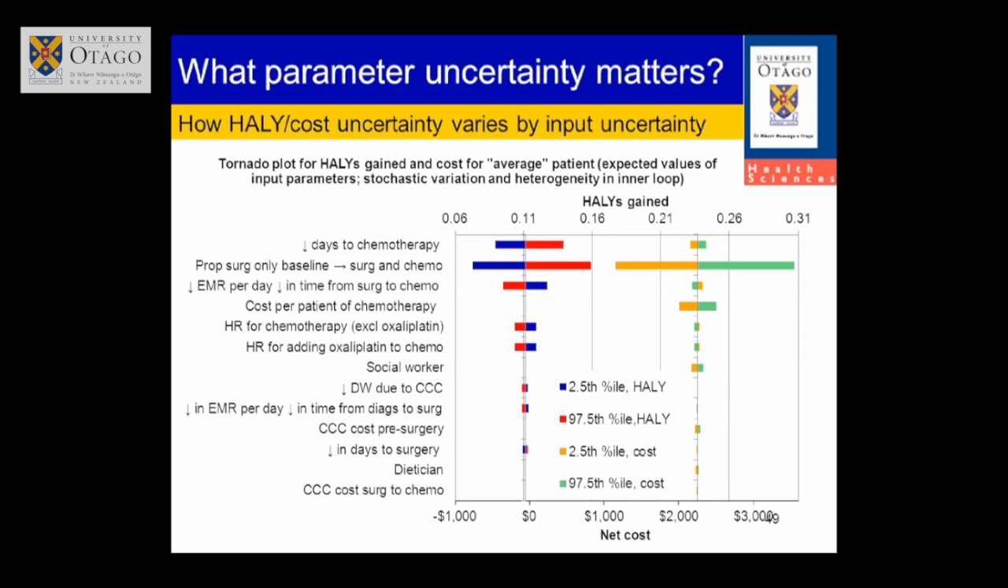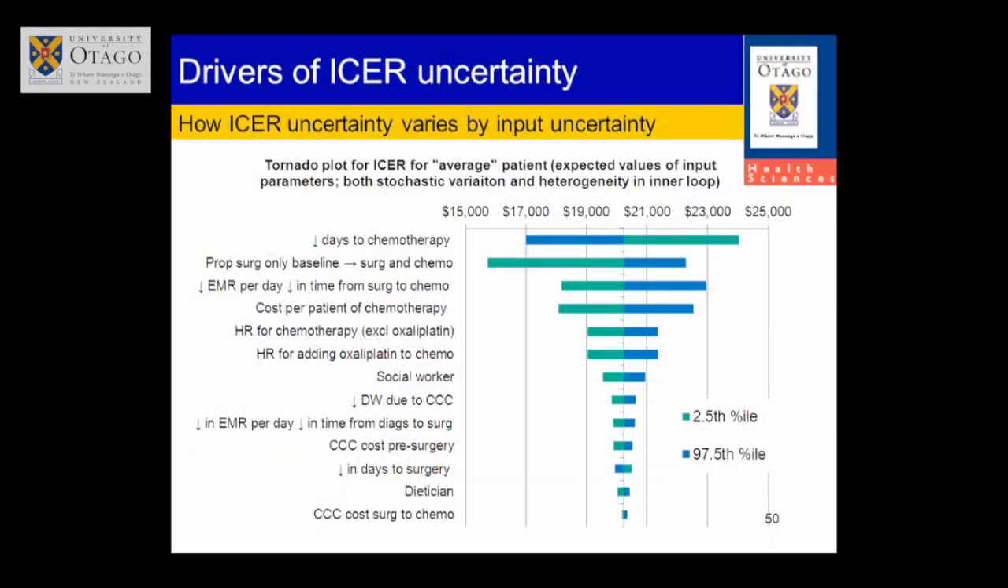And what you can see here is the wider the bar, the more uncertainty that's coming through into those final outputs from uncertainty in the input. So it's called a tornado plot because I've ordered these based on their contribution to the ISA. So you order it from highest to lowest. So it looks like a tornado.